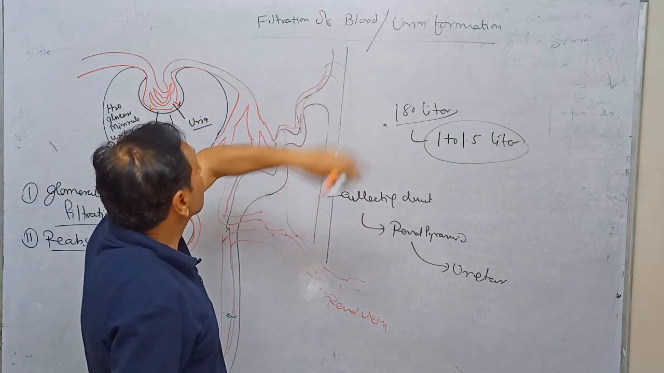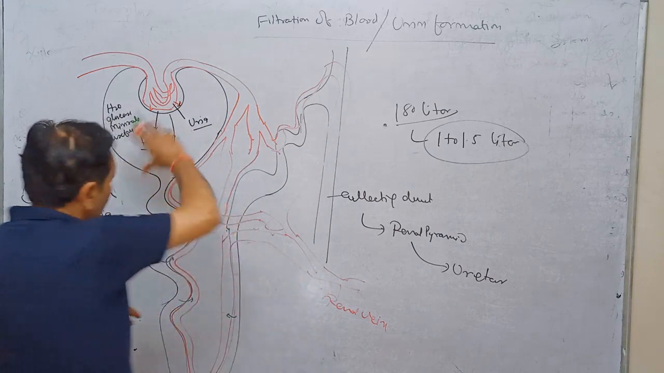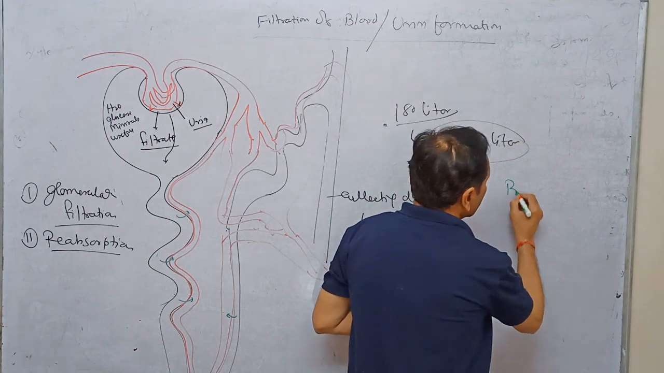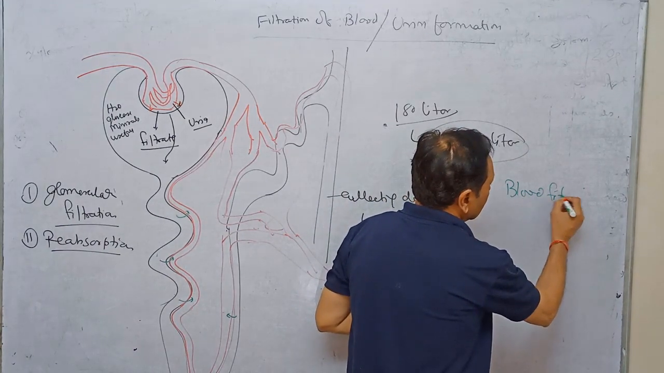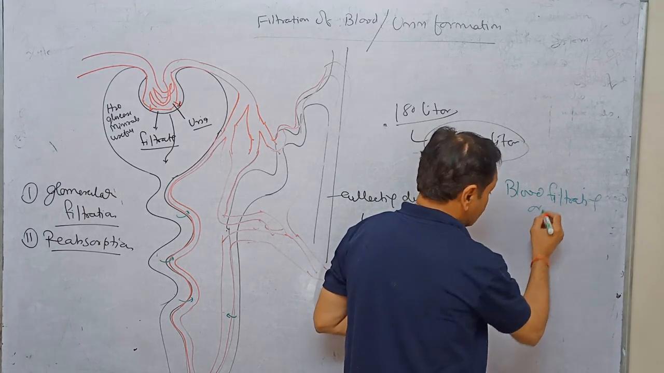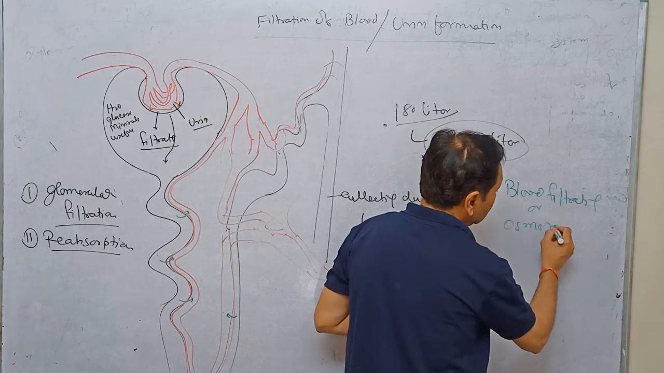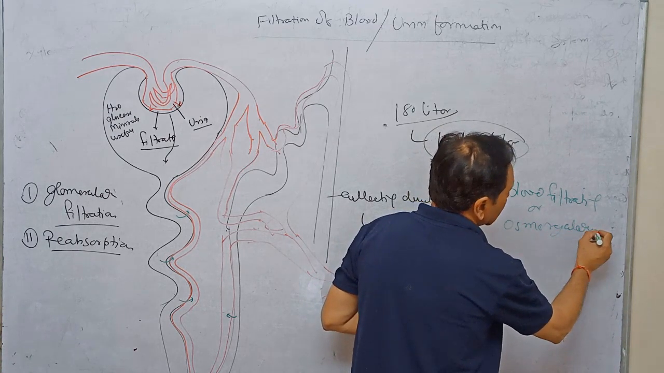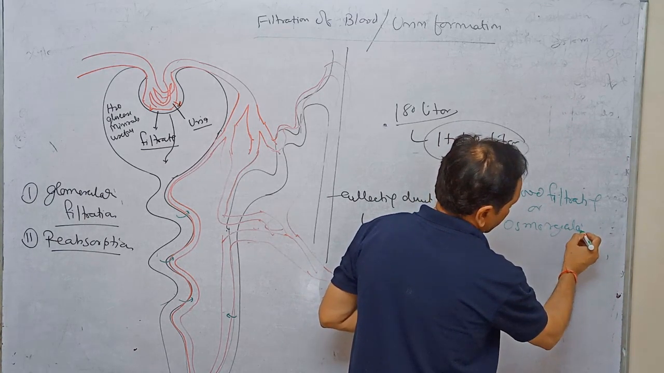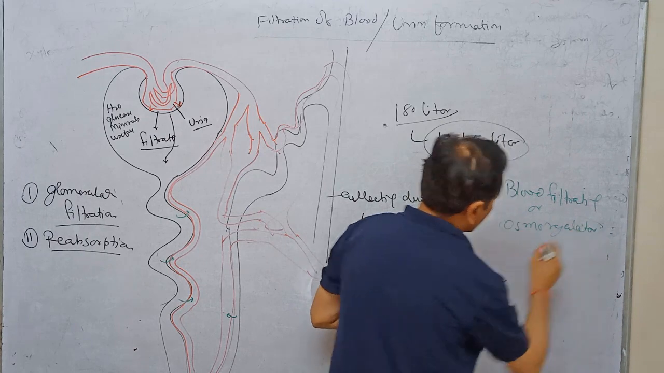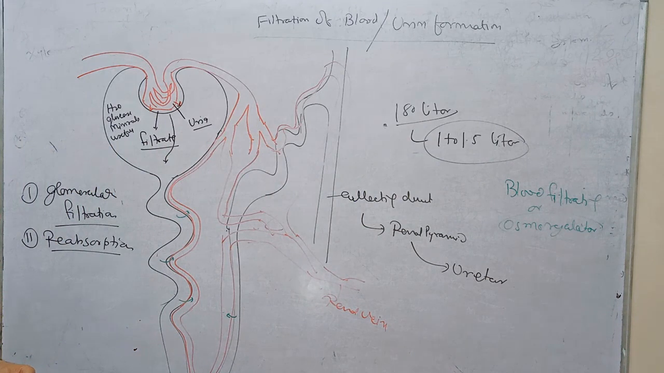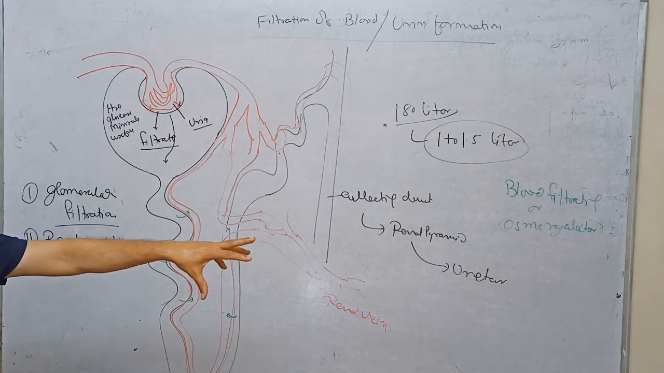Here we are studying the filtration of the blood. It means the kidney is a blood filtrating device, as well as an osmoregulator. It means it is also responsible for maintaining the osmotic pressure of the body. So the kidney is blood filtrating as well as osmoregulating.